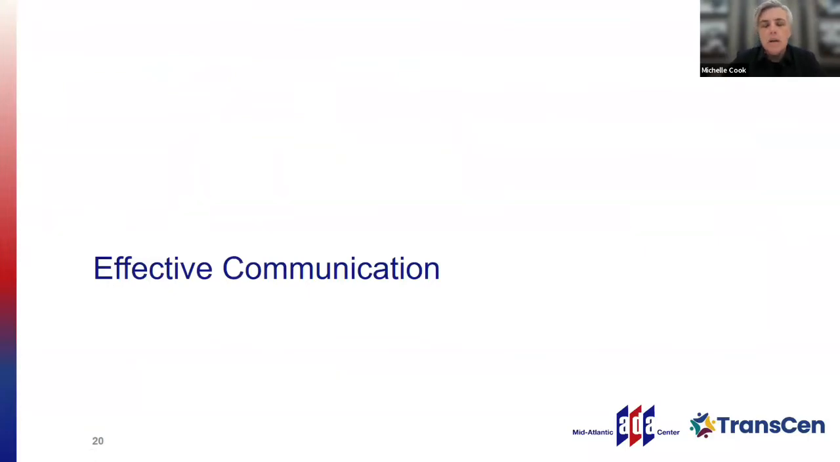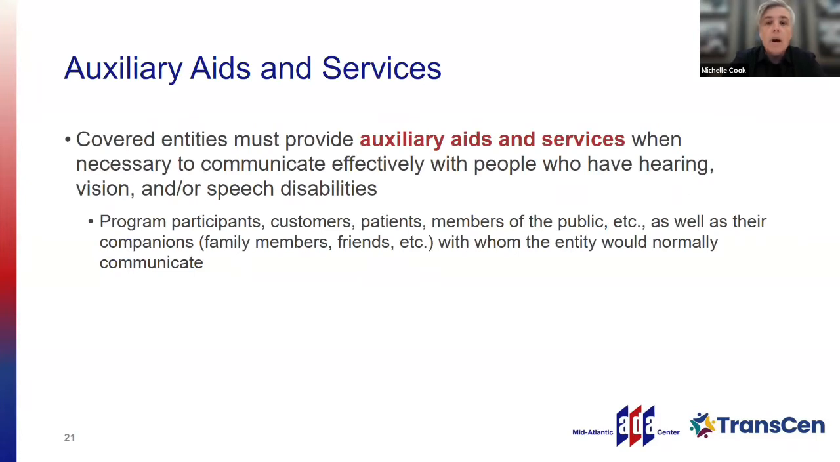There's another way that we implement the various provisions of the ADA for equal opportunity, through something called effective communication. Slide 21. Covered entities, Title I, II, III, all those titles, must provide auxiliary aids and services when necessary to communicate effectively with people who have hearing, vision, and or speech disabilities. Your customers, your participants, your patients and members of the public, as well as their companions, their family members or friends who they might be traveling or be with in your spaces, with whoever you would normally communicate are all covered under the ADA in terms of having that effective communication provision being put in place. Next slide, slide 22.